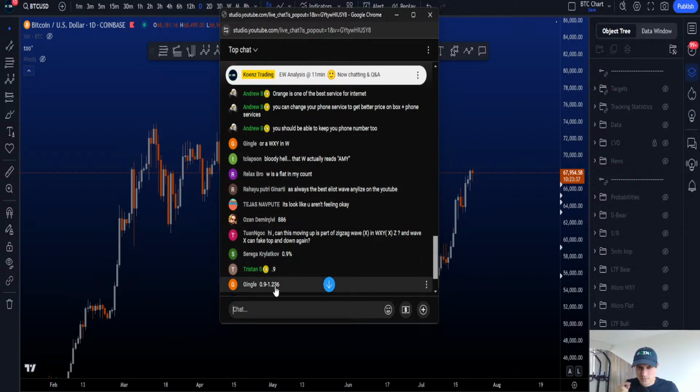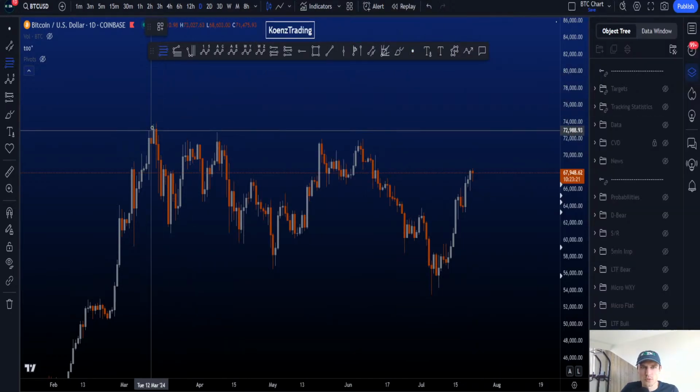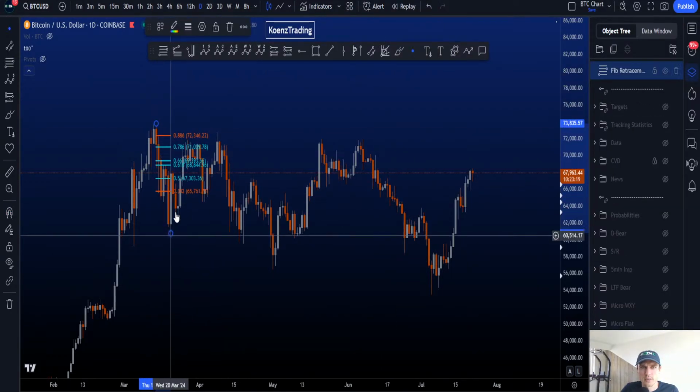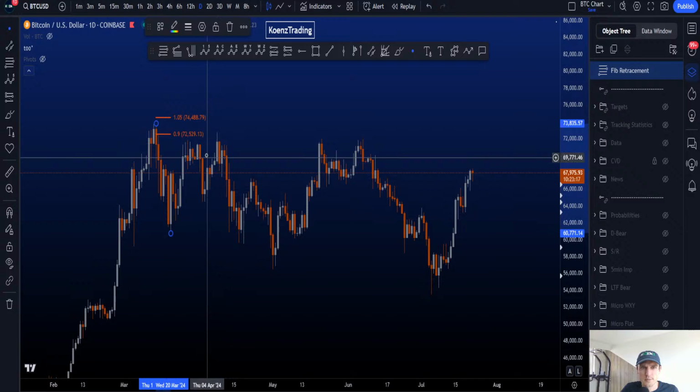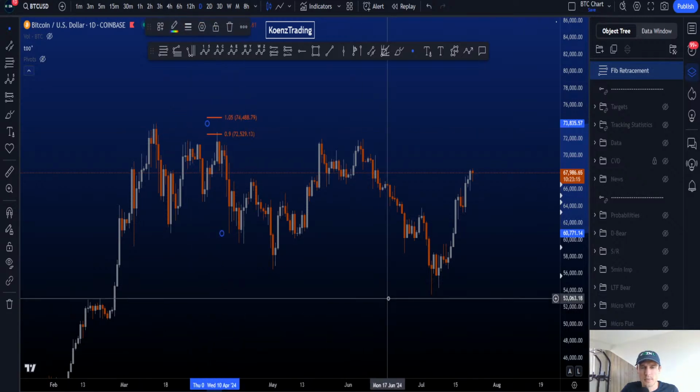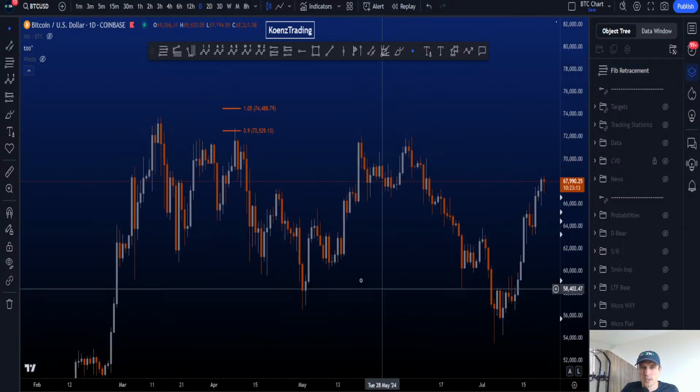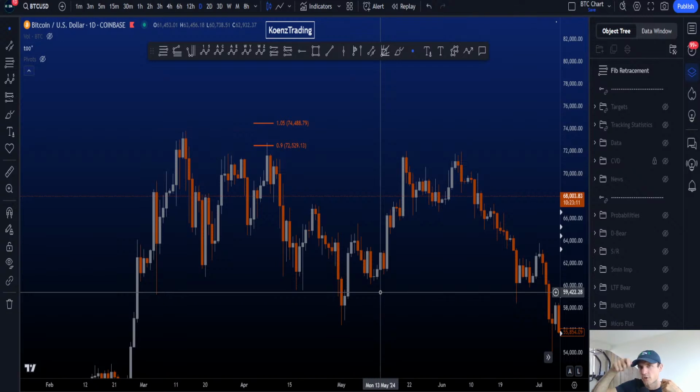Okay, so correct. The 0.9 is your minimum target till the 1.38, right? Generally the 1.382 is the common target for wave B, but the minimum target is the 0.9. So of course, what we do is take it from the start to the end, and we toggle on the 0.9, right? And that one is touched. So the minimum target for B, check.